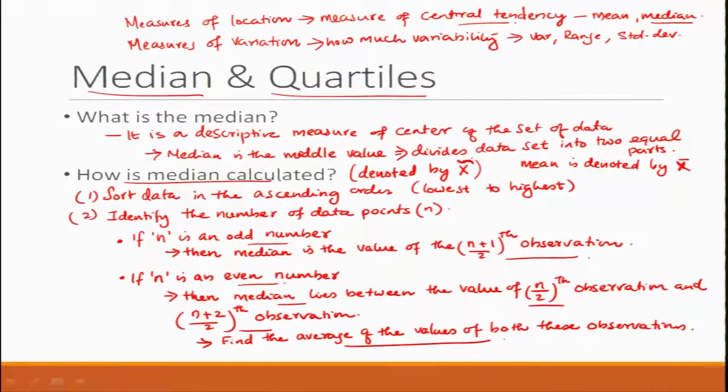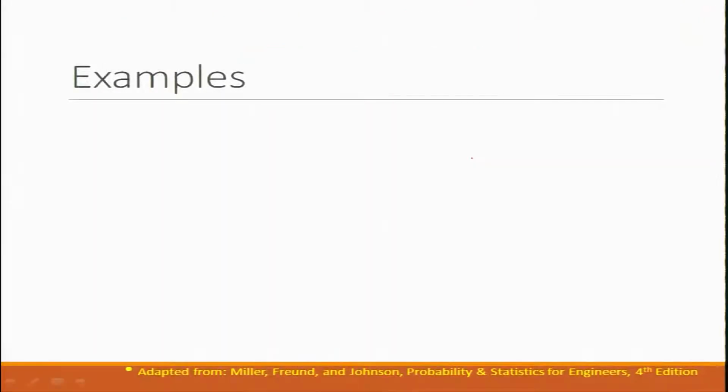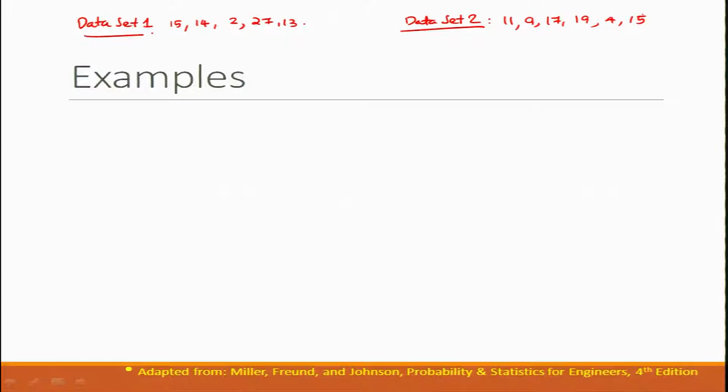All right. So, let us look into a quick example. Let us take data set 1. The first data set is 15, 14, 2, 27 and 13. And the second data set is 11, 9, 17, 19, 4 and 15.